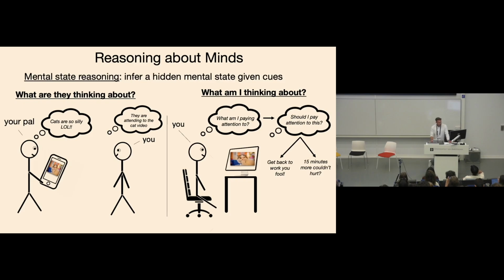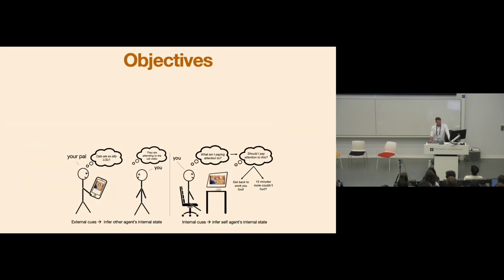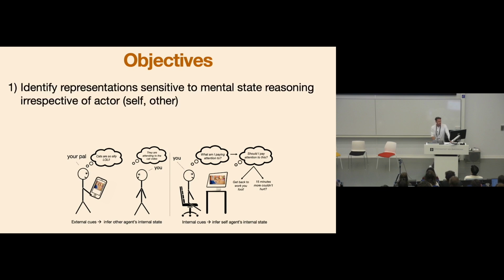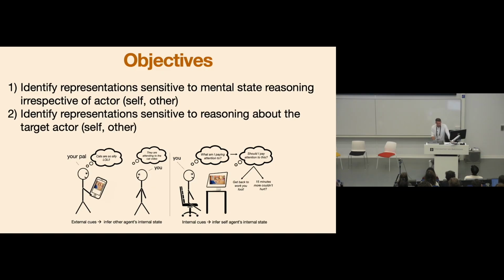And so what is the same across both tasks? Well, there's this inference on a hidden mental state. And what differs? Well, the subject of the task and the type of cue differ between the two. So in this study, we sought to identify these two processes using fMRI, and we hypothesized that some regions in the brain would exhibit sensitivity to the process of mental state reasoning irrespective of the target actor, while other regions might encode and track the identity of actors during the reasoning process.